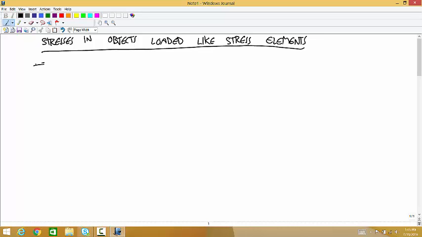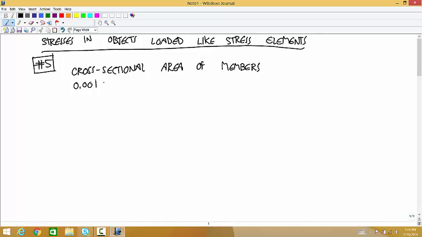So number 5, it was a big truss, and it asked for the maximum shear stress in the elements, and so you need to know a cross-sectional area. So let's just choose one. Let's say the cross-sectional area of the members is 0.001 meters squared.